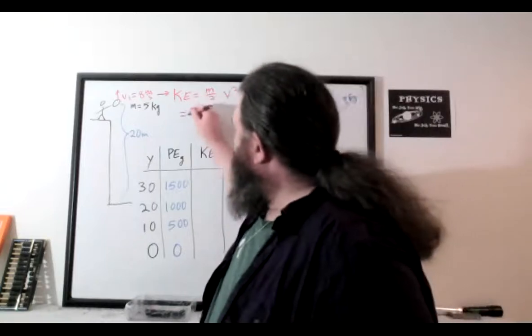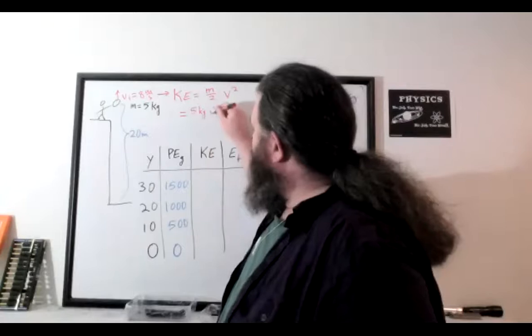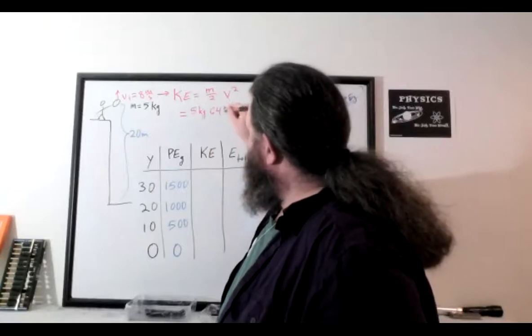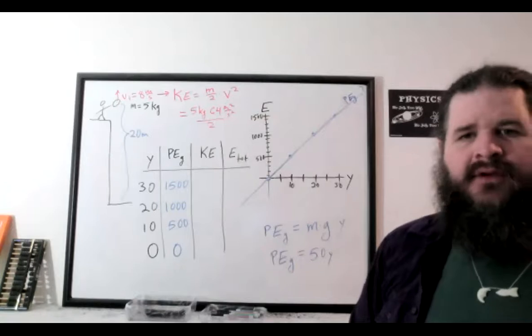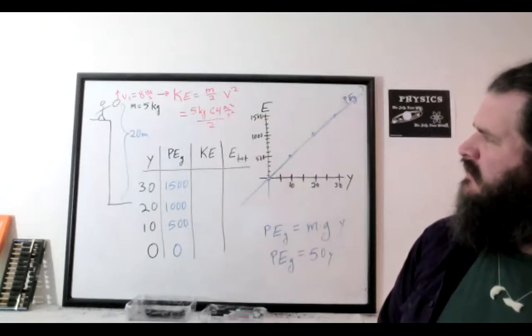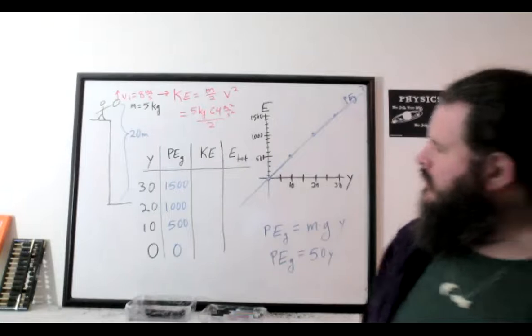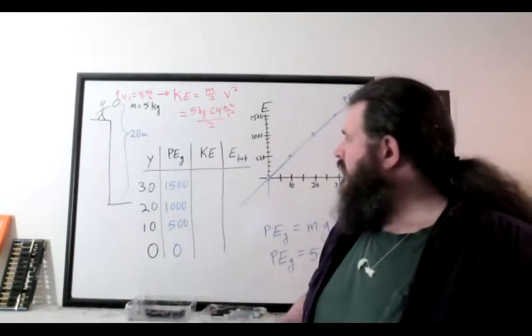So we plug in the mass. The speed squared is going to be 64, divided by 2. So we get 32 times 5 would be 150, 160. Does that work? Yeah, so that means that the kinetic energy at that instant is 160.